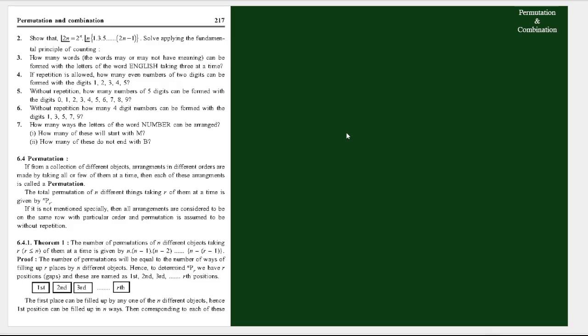If repetition is allowed, how many even numbers of two digits can be formed with the digits 1, 2, 3, 4, 5? How many even numbers are there? Two even numbers are there, two and then four. And then how many digits are there? One, two, three, four, five. That means we have to do the two-digit one.